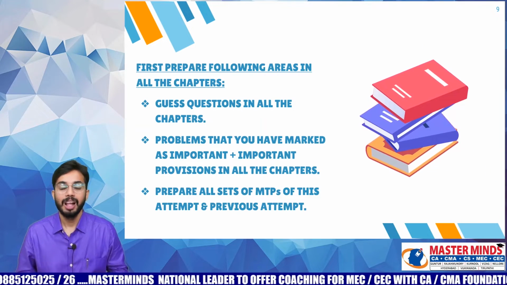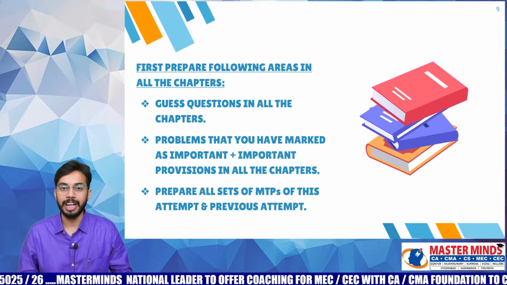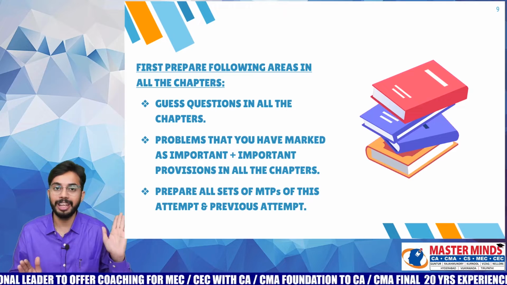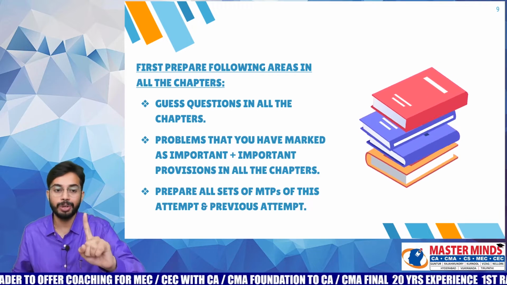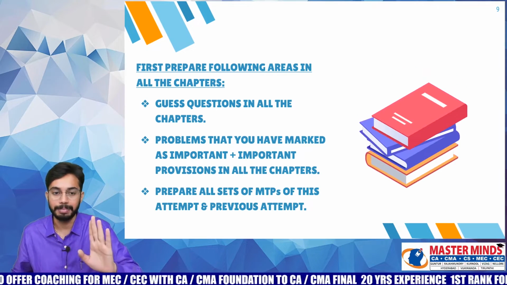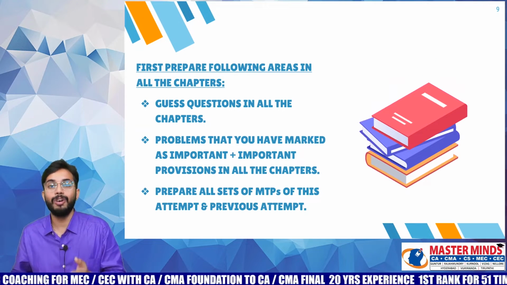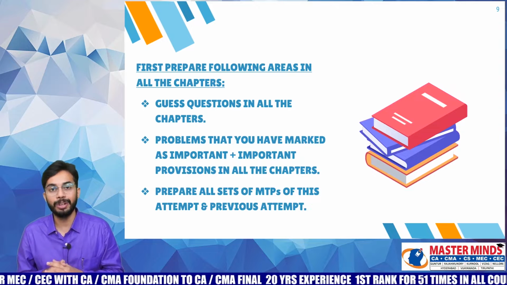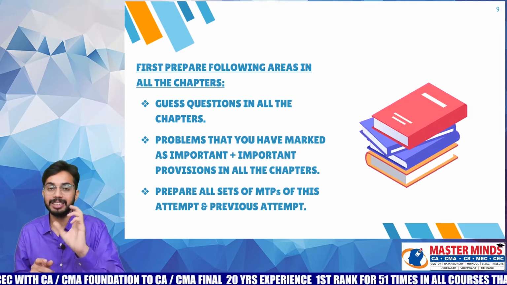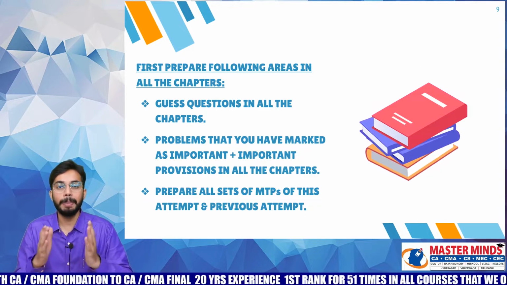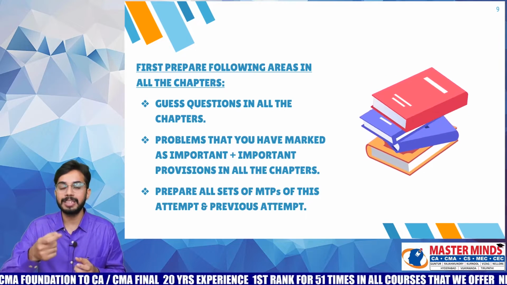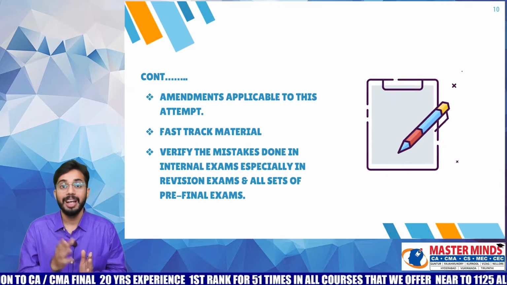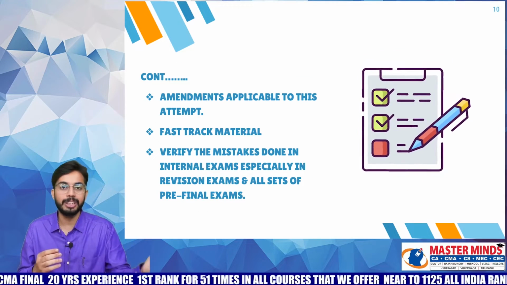Before I tell you the order of priority in which you need to study for your income tax paper, first let me tell you, you need to cover the following areas in all the chapters. First, you need to go through the guest questions in all the chapters. Then you need to cover whatever important problems are there in that chapter. Along with that, you also need to cover important provisions in that chapter. Next, you need to prepare the current MTPs that are applicable to your attempt along with previous attempt MTPs also. Next, there is the fast track material that is issued by the institute.